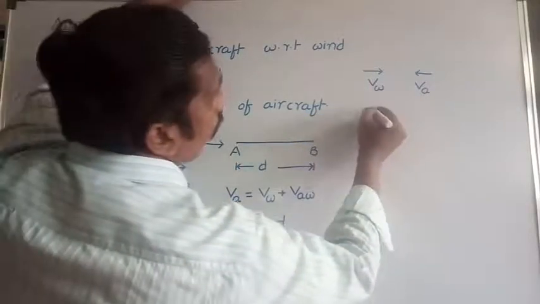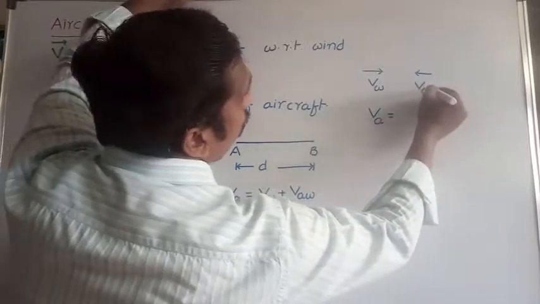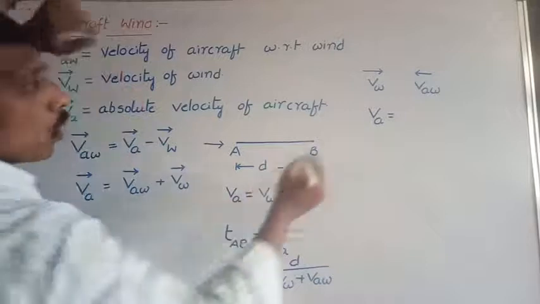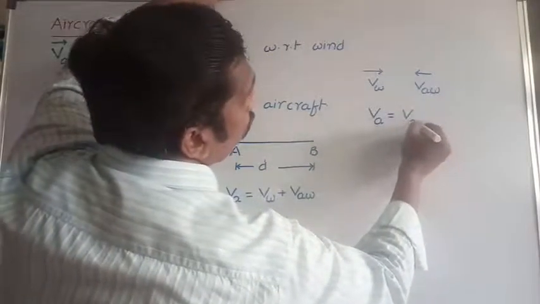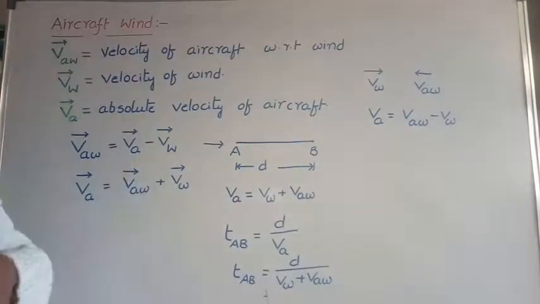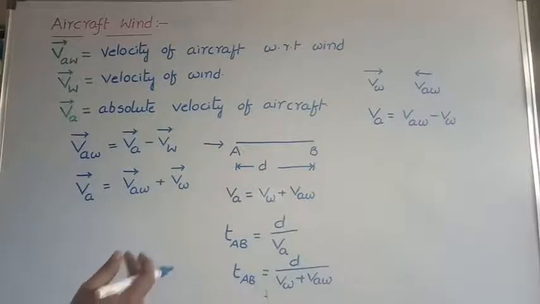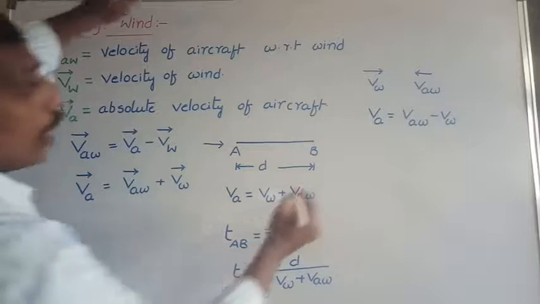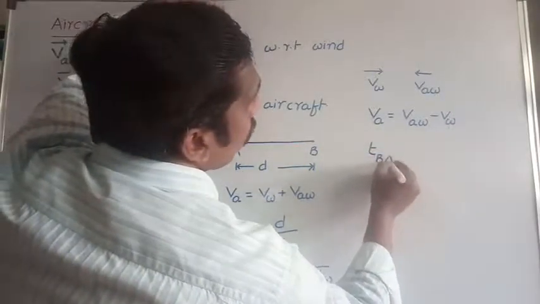So in this case, velocity of the aircraft is equal to velocity of the aircraft with respect to wind minus velocity of the wind we will get. Actually both are in opposite directions, but velocity of the aircraft must be greater than velocity of the wind. Then only it reaches point A.